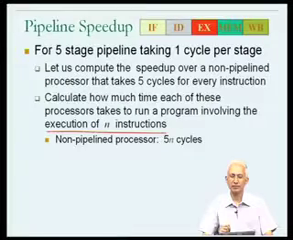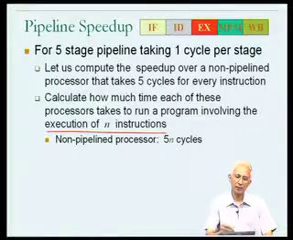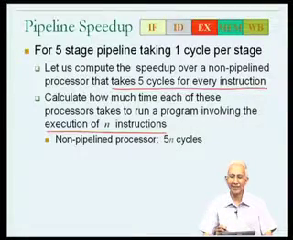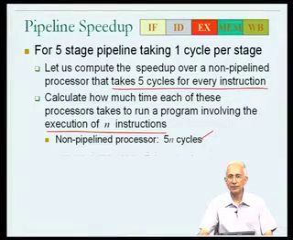Now we can reason about how many cycles it will take on the non-pipeline processor. We know that on the non-pipeline processor, it takes 5 cycles for every instruction. If there are n instructions, then the total time to execute this program will be 5n cycles. So that's easy to see. What about the case of the pipeline processor?